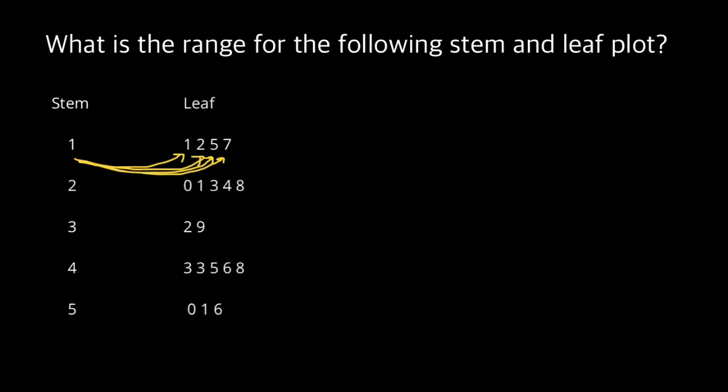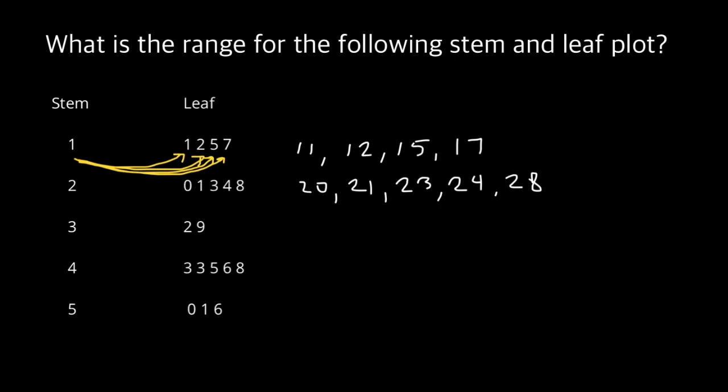and with this. In other words, we can translate this line as following numbers: 11, 12, 15 and 17. Then we have to repeat the same for the next line. We combine stem number with every leaf number, and we are going to get here 20, 21, 23, 24 and 28.